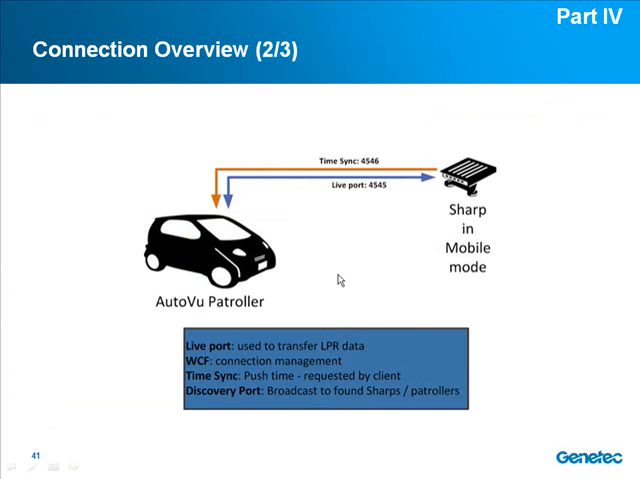Now if we take a look at the mobile connection, we have our vehicle here with the AutoView Patroller application running on it. And on top of the vehicle we have a Sharp camera in mobile mode. The live port is on TCP port 4545, and the time synchronization is on TCP port 4546. Time synchronization is not done on the camera, it's requested by the Sharp and sent from the server.